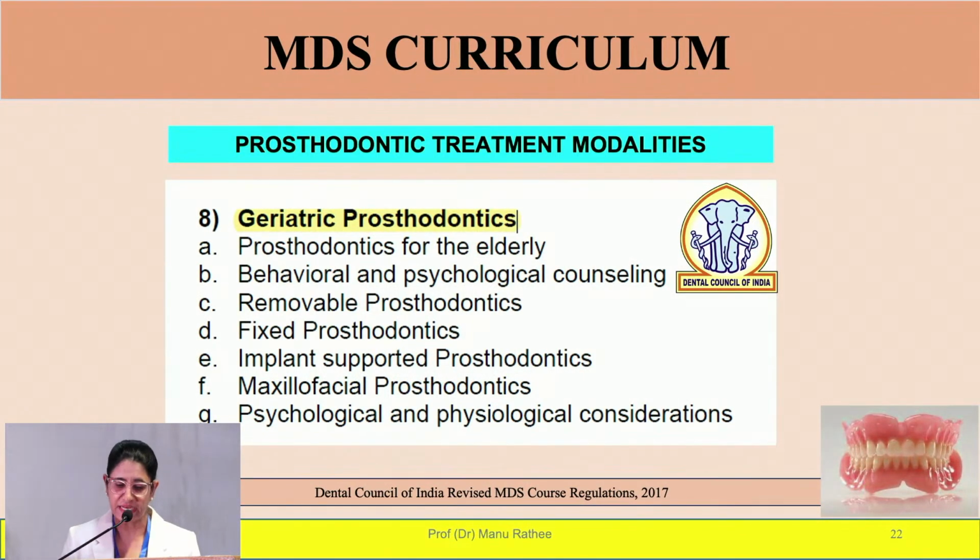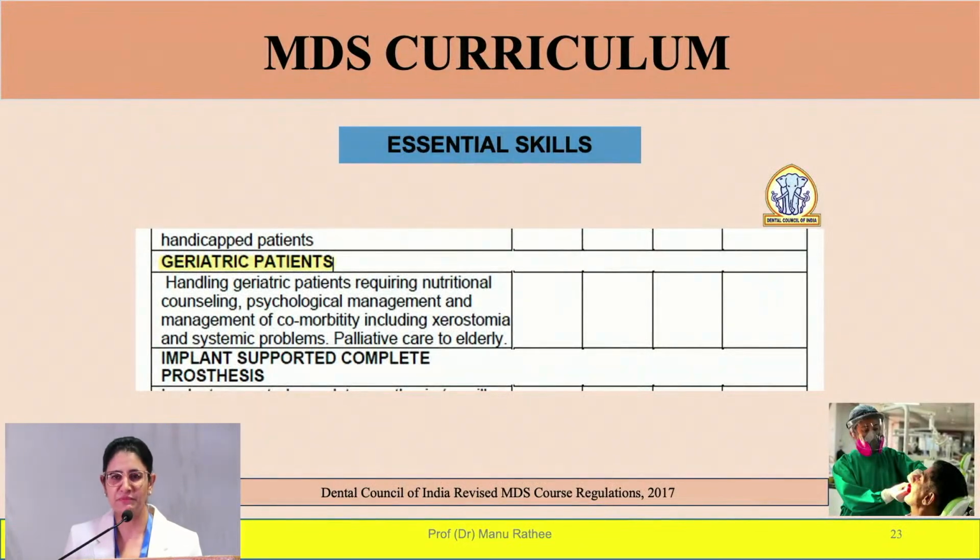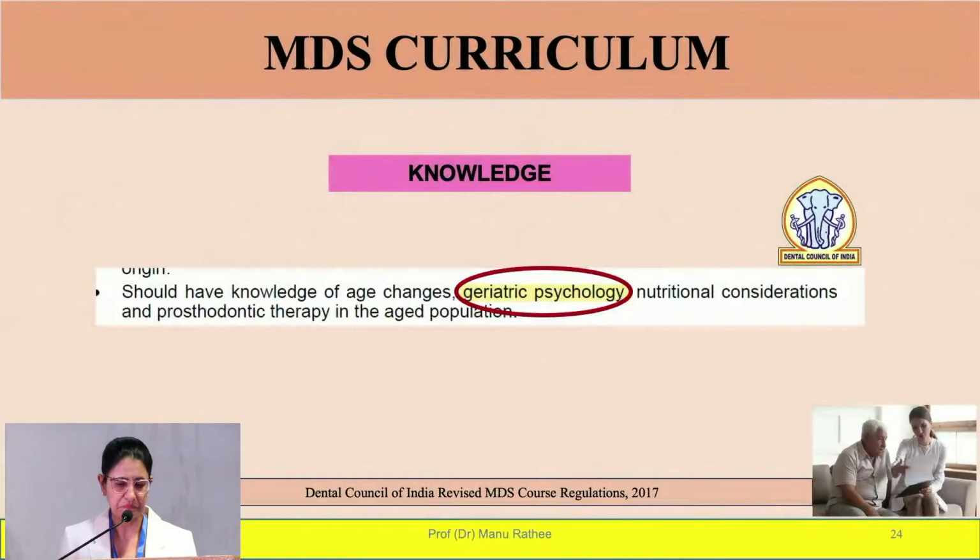In oral surgery also, it has been elaborated to include preparing the patient, and geriatric changes: physiological, pathological, and intraoral changes. In MDS prosthodontics, it finds a big subsection under geriatric prosthodontics that includes prosthodontics for the elderly specifically, behavior and psychological counseling, removable prosthodontics, fixed prosthodontics, implant supported prosthodontics, and maxillofacial prosthodontics, and in addition, psychological and physiological considerations for the prosthodontic patient.